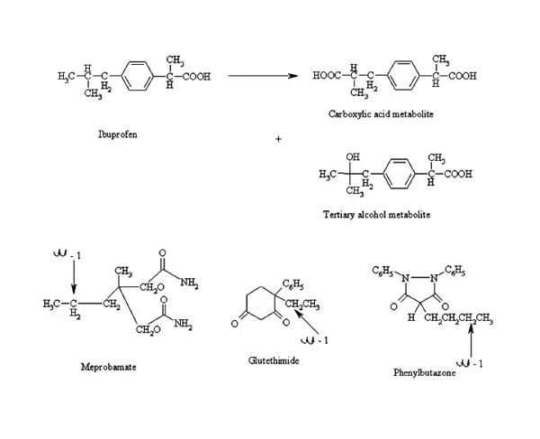Aliphatic omega and omega-1 hydroxylations commonly take place in drug molecules with straight or branched alkyl chains. Numerous barbiturates and oral hypoglycemic sulfonylureas are subjected to omega and omega-1 hydroxylation. Ibuprofen undergoes reaction to give carboxylic acid metabolite and tertiary alcohol metabolites. For example, meprobamate, glutethimide, and phenylbutazone also undergo omega-1 oxidation.